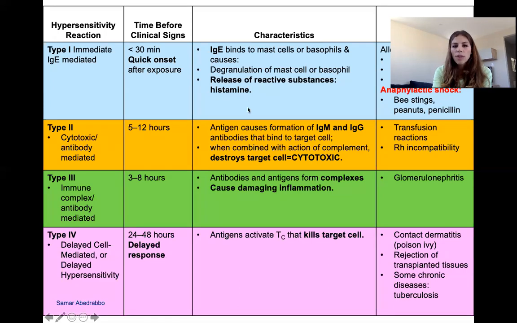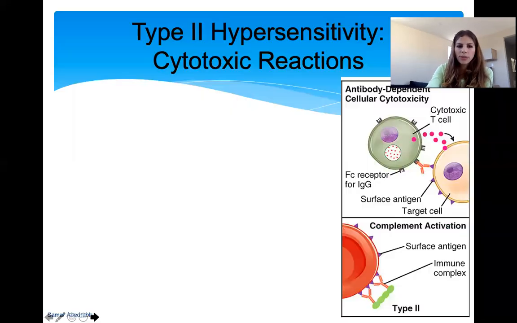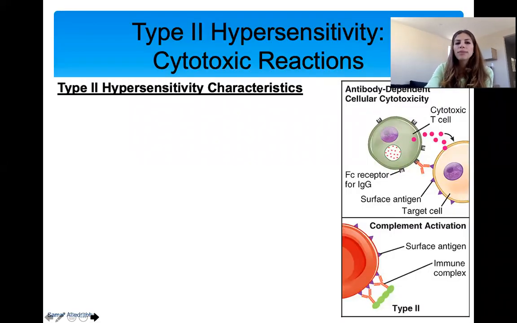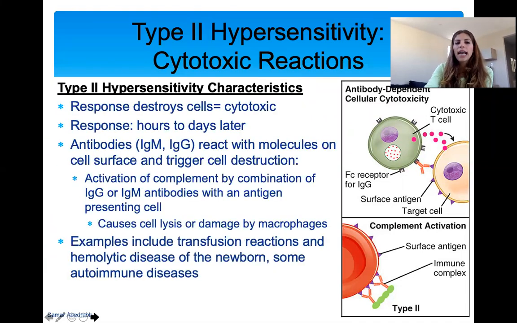So now we're going to talk about type 2 hypersensitivity. And type 2 hypersensitivity, we see it happen with different blood transfusion reactions. So we're going to talk about that. So let's go to type 2 hypersensitivity. Type 2 hypersensitivity has to do with cytotoxic reactions. Remember that cytotoxic T cells are killer cells. And so this is a response that destroys cells.